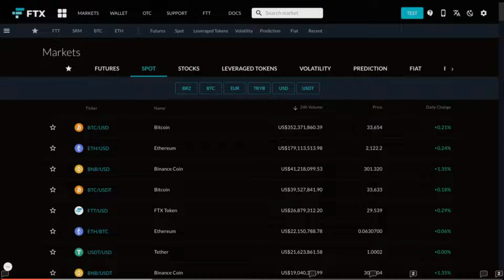So spot is basically where you take the actual delivery of the product. Okay, so you take your US dollars in this example. Let's say we're looking at the Bitcoin USD pair. You take your US dollars and you swap them and you get given Bitcoin.